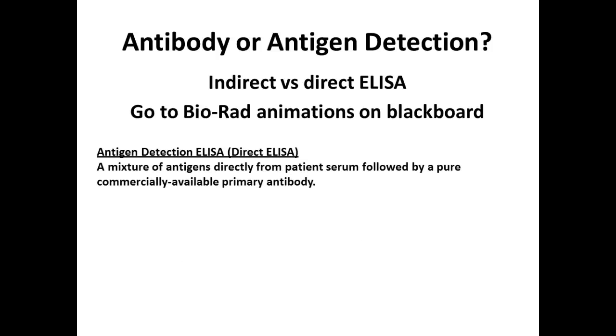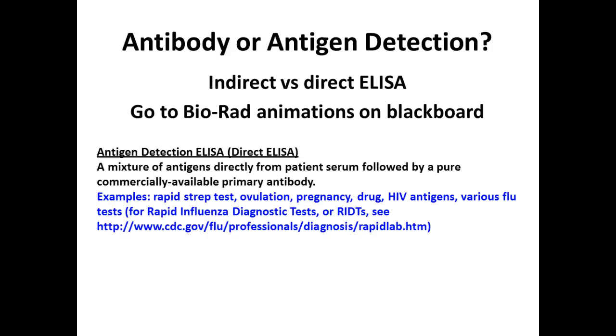So they have the direct, which remember, we're detecting for antigens in that case if we're doing a direct test from a patient's serum, and we're using a specific antibody supplied that will only bind to the antigen we're looking for in that sample. So here are some more specific examples, right? Rapid strep test, ovulation, pregnancy, drug test, HIV antigen if we're looking for the antigen, various flu tests, the rapid flu test for that virus.